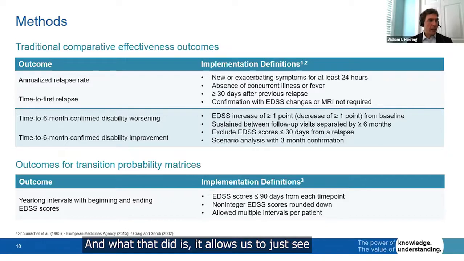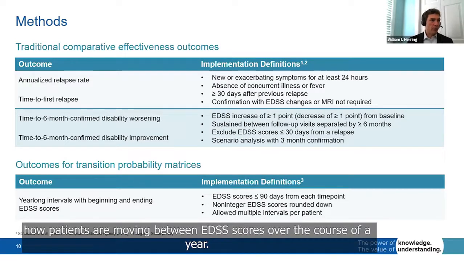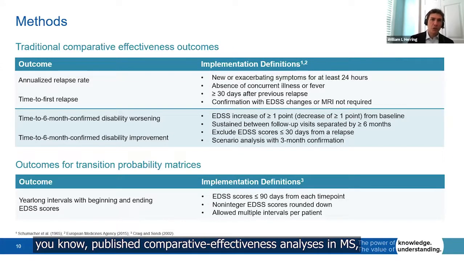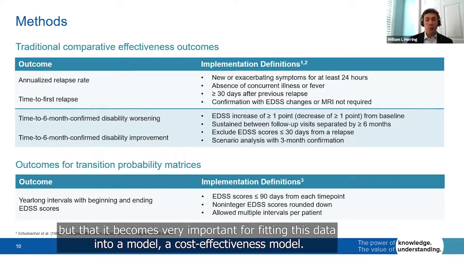And what that does is it allows us to just see how patients are moving between EDSS scores over the course of a year. So that's an outcome that you would not find if you looked at published comparative effectiveness analyses in MS, but it becomes very important for fitting this data into a model, a cost effectiveness model.